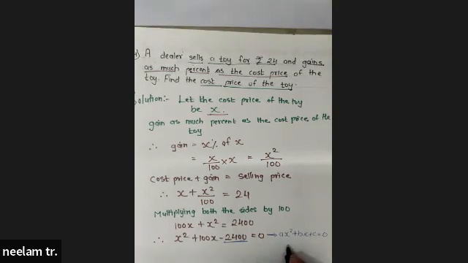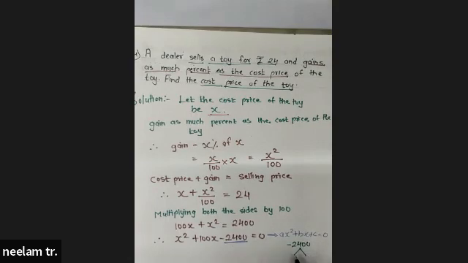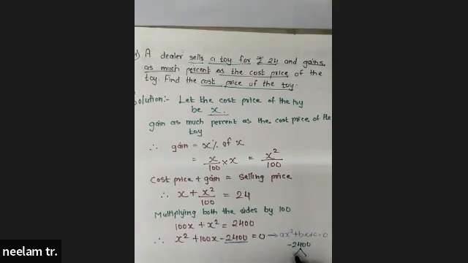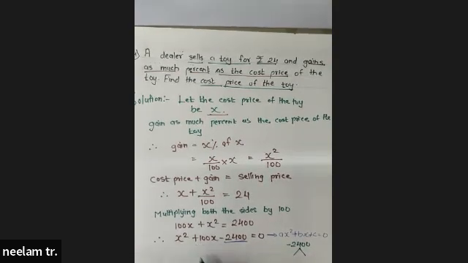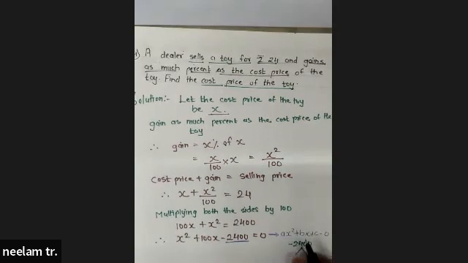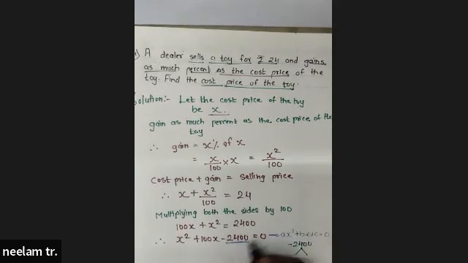What is this? Minus 2400. Tell me the factors which will give me 100. Which will give me plus 100, I want. One is the LCM method: you take the LCM, find out the LCM of it, multiply it and find the factor.